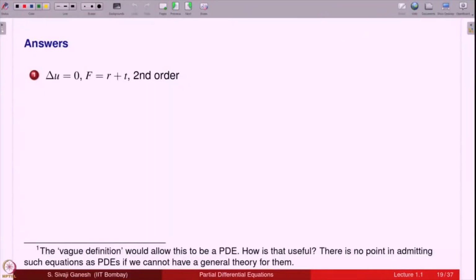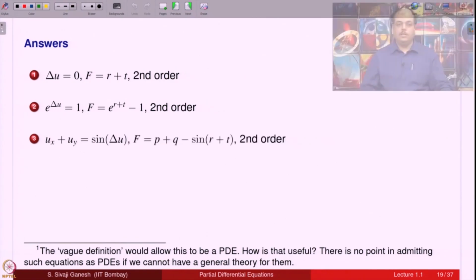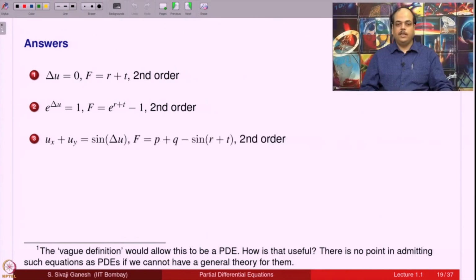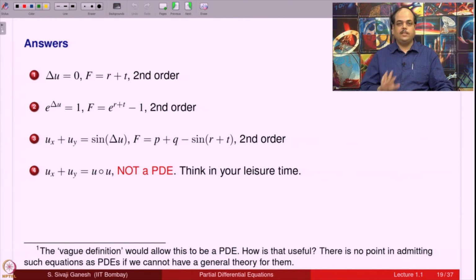Okay. What are the answers? The F is r plus t, it is a second order PDE. e power Laplacian u equal to 1, F is e power r plus t minus 1, second order. ux plus uy equal to sine of Laplacian u, F equal to p plus q minus sine of r plus t, second order, and this one is not a PDE. Okay. Think at your leisure time. If you do not get this answer, do not worry, keep thinking about this.